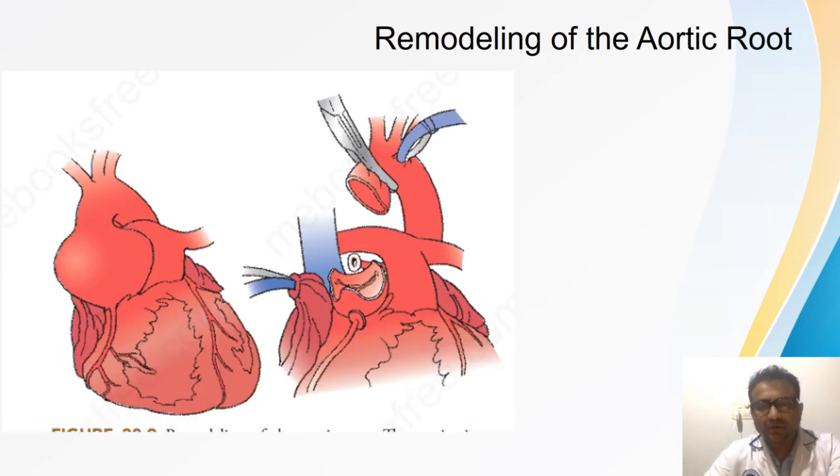In remodeling of the aortic root, the aorta is excised just above the commissure, 5 to 6 mm above the commissure, and the sinuses are inspected. Three sutures are passed from each commissure, and all three commissures are pulled upwards till all the aortic leaflets go up centrally and merge with each other.